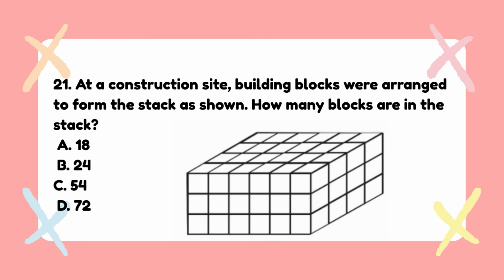21. At a construction site, building blocks were arranged to form the stack as shown. How many blocks are in the stack? A. 18. B. 24. C. 54. D. 72.